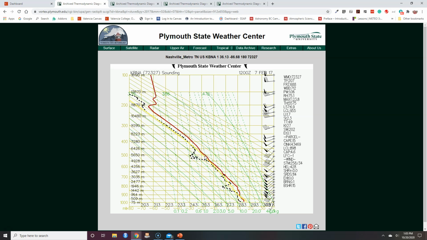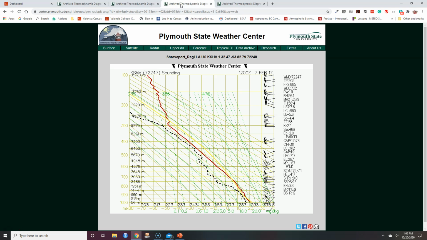So I wouldn't say that there would be severe weather, the chance of severe thunderstorms occurring in Nashville. So we've narrowed that down. Now let's go to somewhere else. This right here is Shreveport, Louisiana.